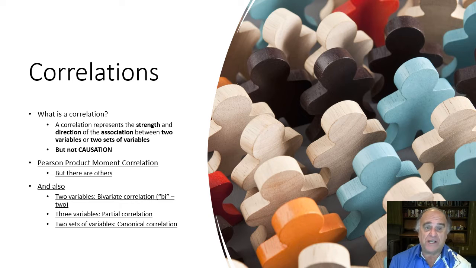Now, we usually indicate correlation with a letter R. Also, the correlation we normally use is the Pearson product moment correlation coefficient, but of course there are others. For example, if we have 2 variables, there's a number of others, including the bivariate correlation, the biserial correlation, and the point biserial correlation. If we have 3 variables, we can talk about partial or part correlations. If there's 2 sets of variables, so more than one variable that we're correlating, then we have what's called a canonical correlation.